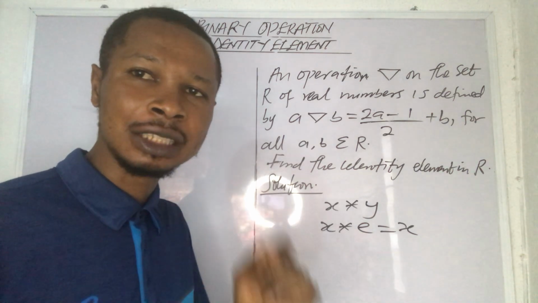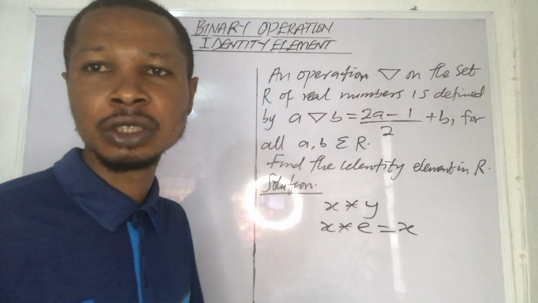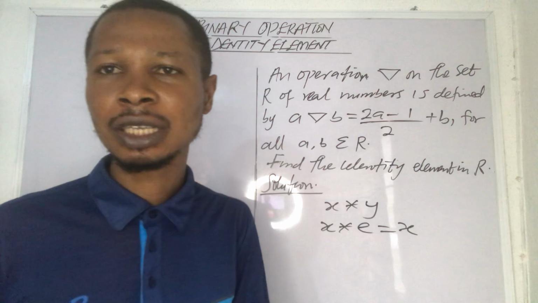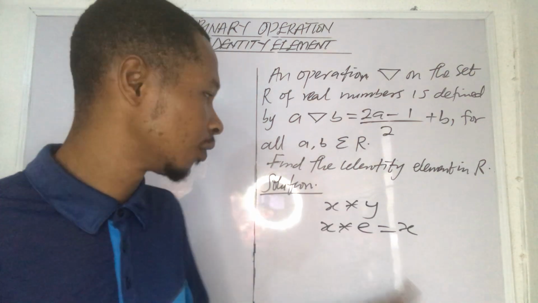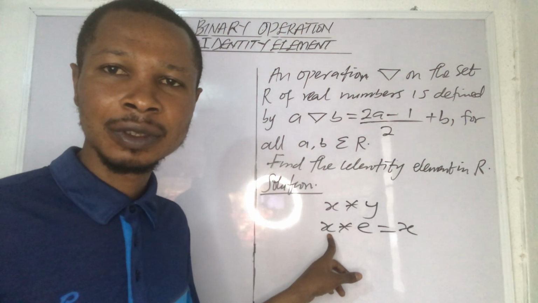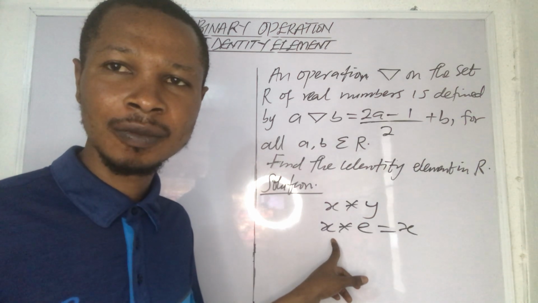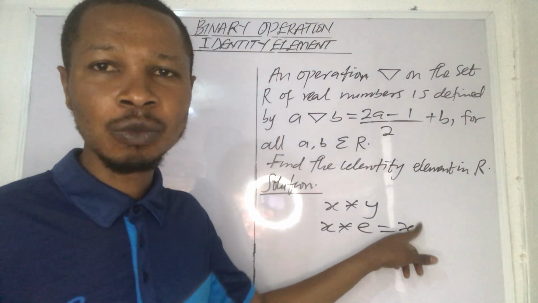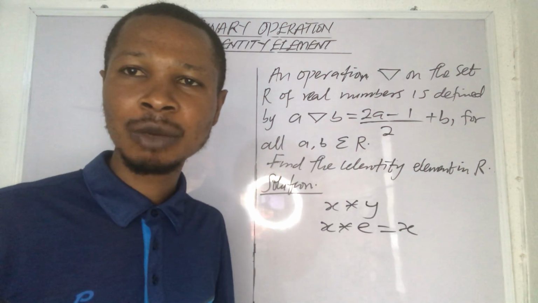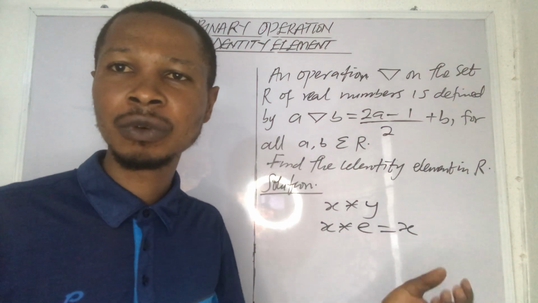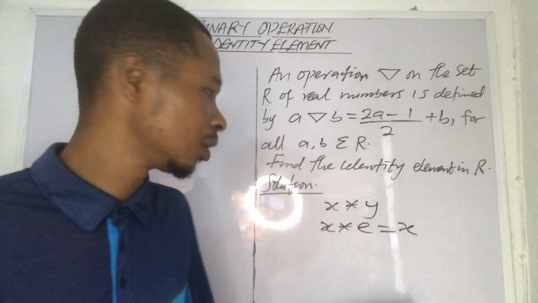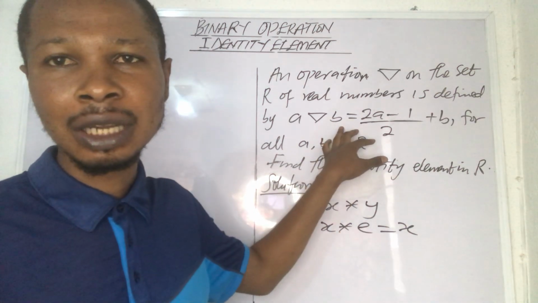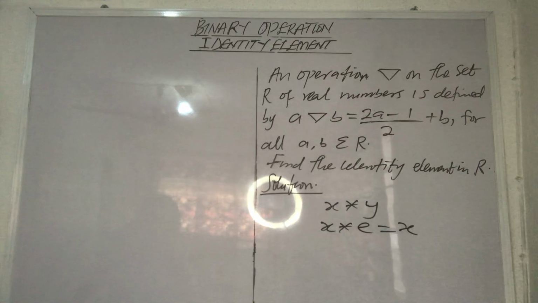What we mean by the identity or neutral element being unique is that it must always be a constant, devoid of the other elements or alphabet, as the case may be. So if the operation is X asterisk E equal to X, what you are going to have should be either 1, 2, minus 1, or 1 over 4, 1 over 2, something devoid of the other elements. Now let's look at this example and find the identity element.